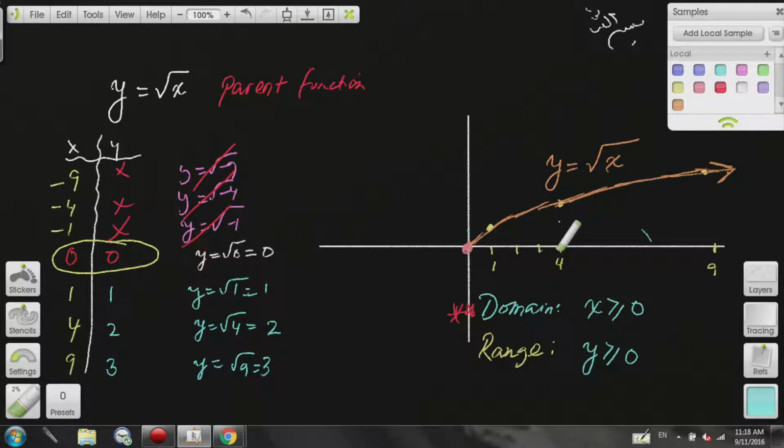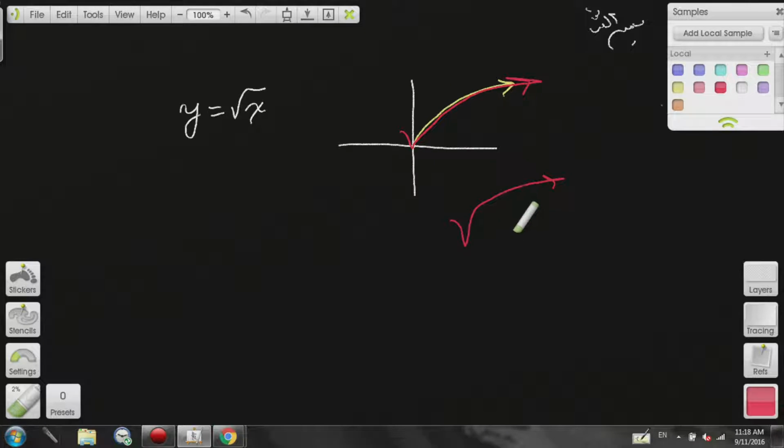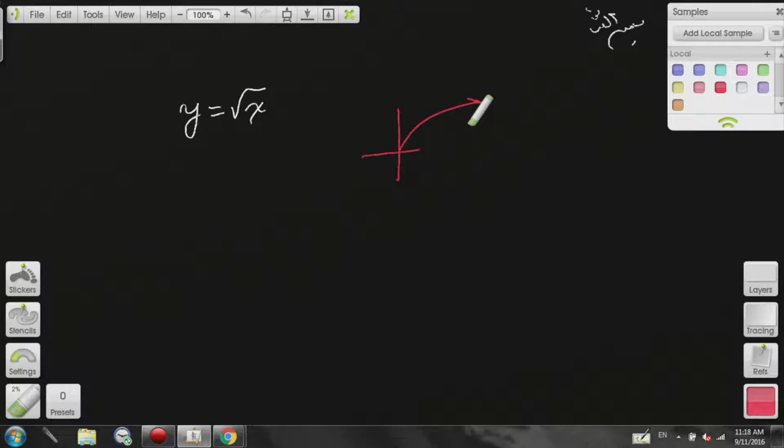So a couple of things we have to understand about this parent function are how it looks, and that the domain and the range are both restricted for this function. Okay, now look. We have y equals square root of x. The parent function of this graph looks like this. It's kind of easy to remember because it looks like a radical symbol, doesn't it? It's like woohoo, like that. So the parent function of a radical function looks like a radical symbol like this. That you have to know.